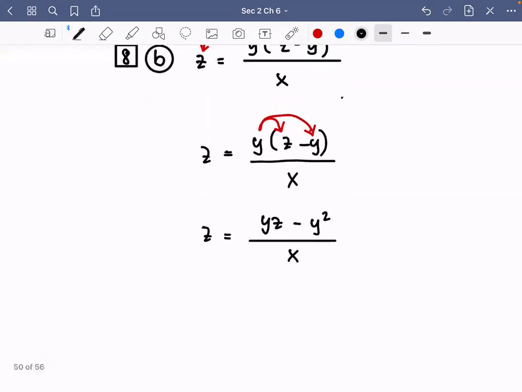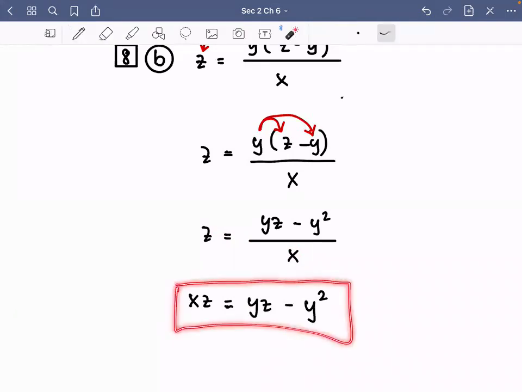Next is to remove x. So we just cross multiply this with z. If you cross multiply this, the denominator of z is just 1, and 1 times this is basically the same thing. So x times z, xz, is equal to yz minus y squared. So we're right here. Do you have any question up to this? The process is okay?